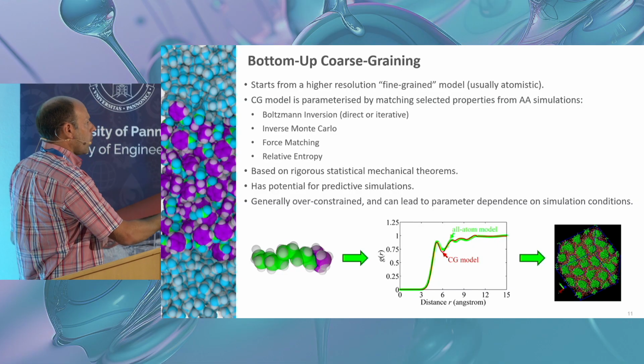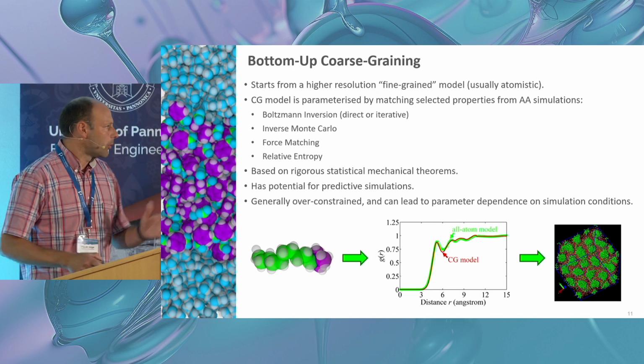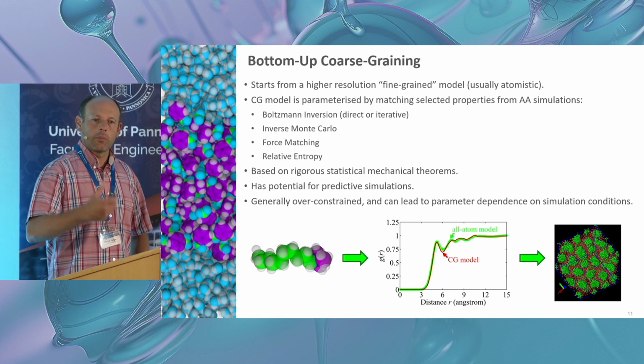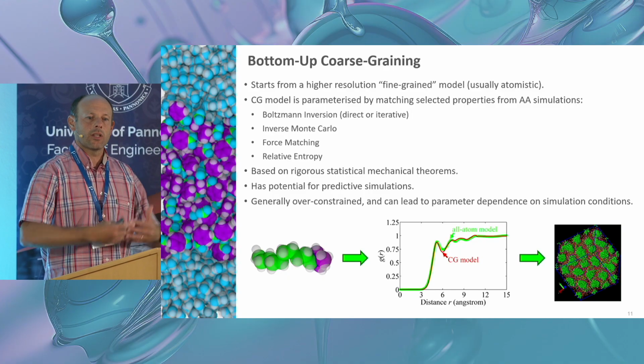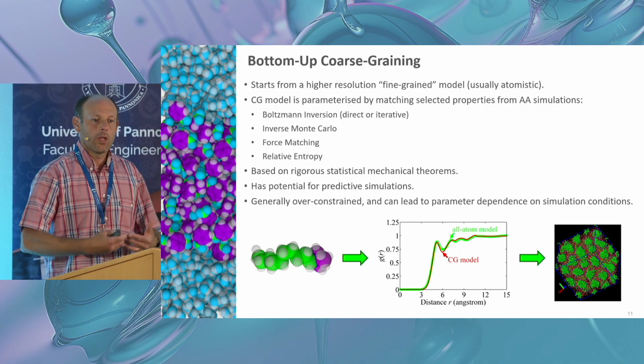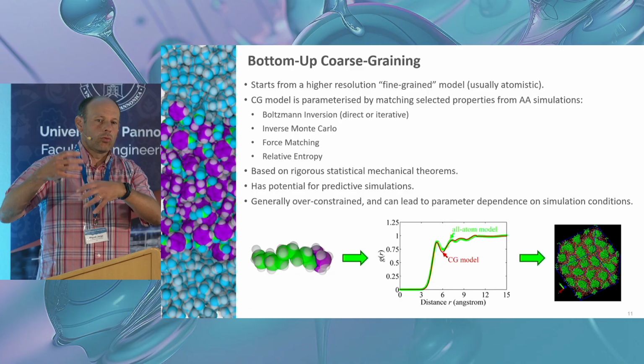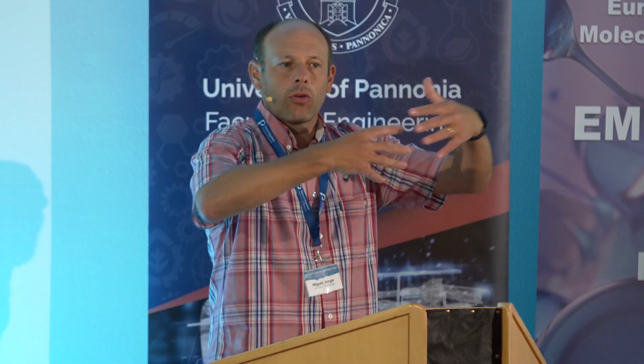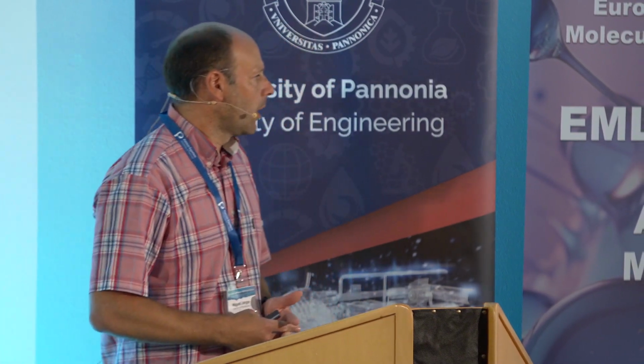There's a debate about which one of these approaches is best. I'm not going to comment on that. But the main advantage is that once you do that, because it's based on rigorous statistical mechanics, then it has the potential to be predictive, okay? So you don't need experimental data to anchor your system. You are just essentially going up the ladder and making the model simpler, but trying to do predictions of what is going to happen in experiment.